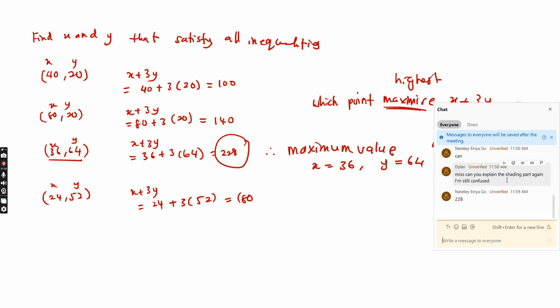Miss, can you explain the shaded part again? I'm still confused. Okay. For the shaded part, is it the shaded part just now? Oh, okay.